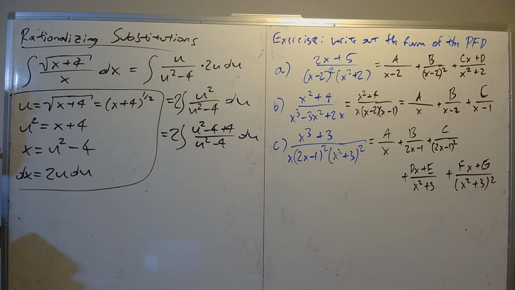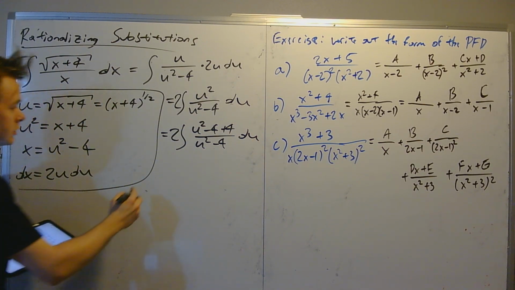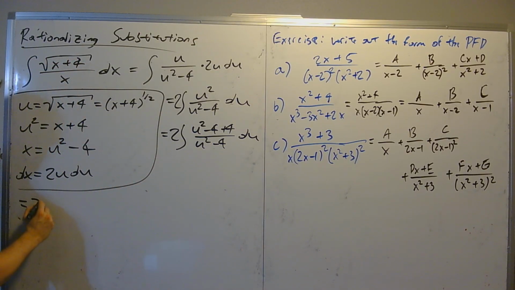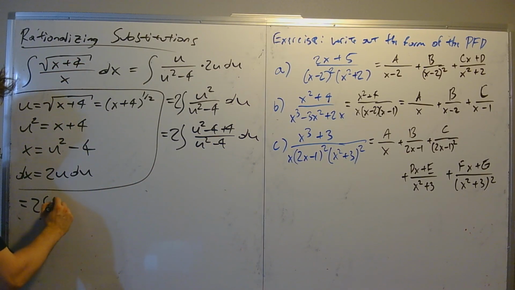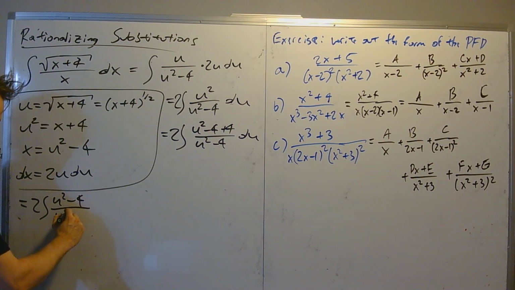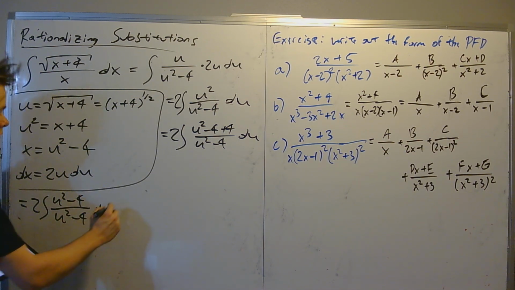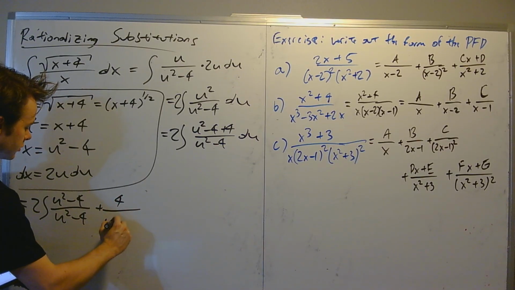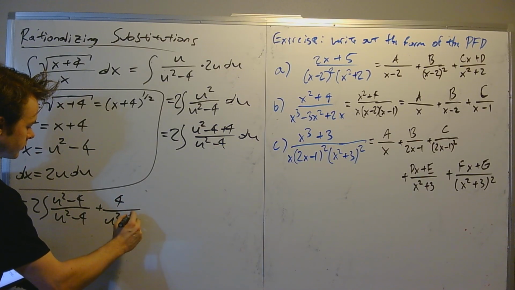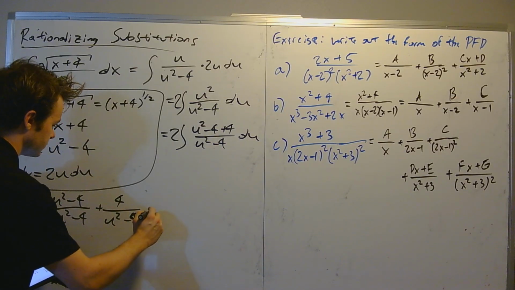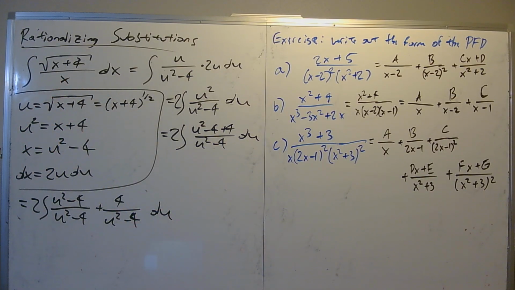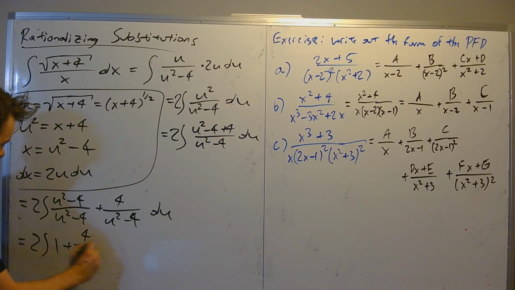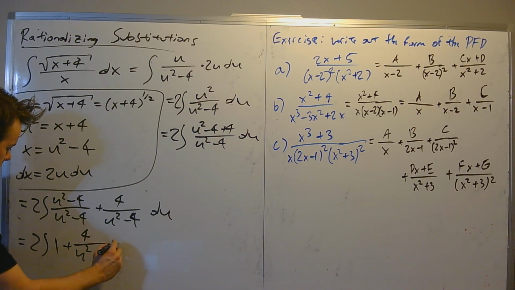The reason I did this is because now we can break this up as 2 fractions. So this is 2 times the integral of u squared minus 4 over u squared minus 4 plus 4 over u squared minus 4 du. Okay, so that's what we get there. And notice this first thing is just 1. So we've got 2 times the integral of 1 plus 4 over u squared minus 4 du.